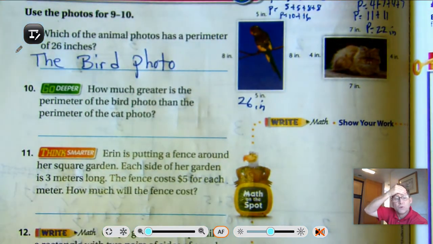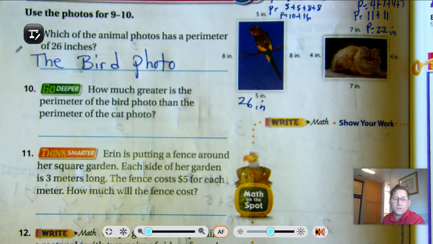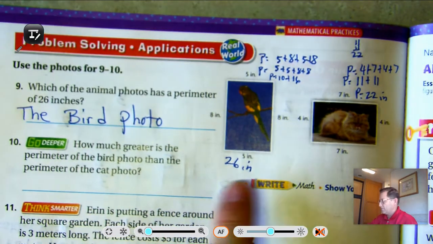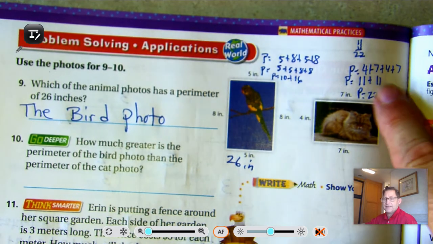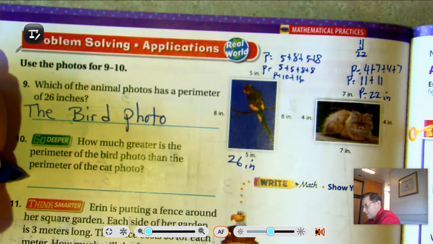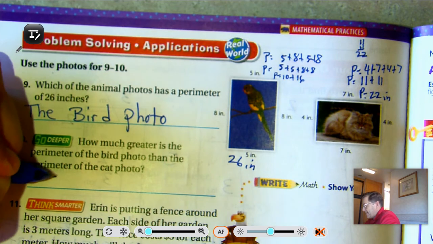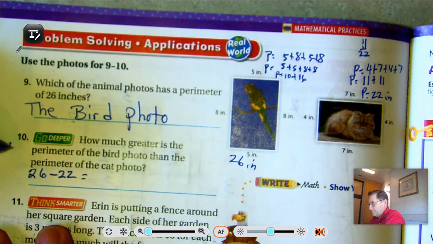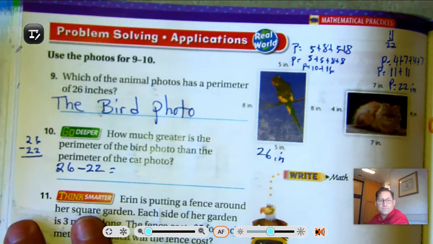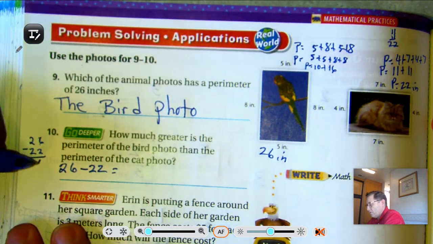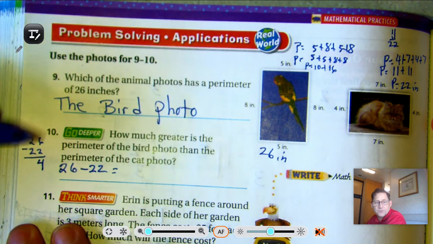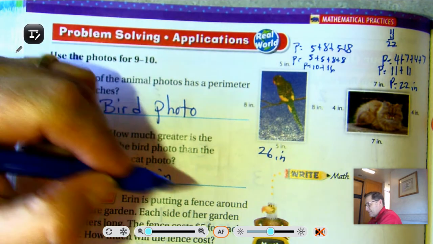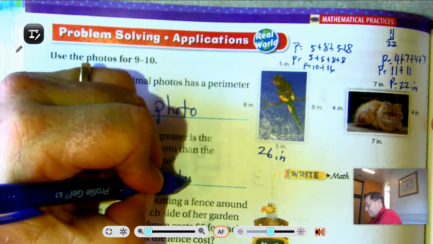Now, how much greater is the perimeter of the bird photo than the perimeter of the cat photo? Okay, well, we know that the bird photo is 26 and the cat photo is 22. So 26 minus 22. What is 26 take away 22? 6 take away 2 is 4. 2 tens take away 2 tens is 0. So we get 4 inches greater.